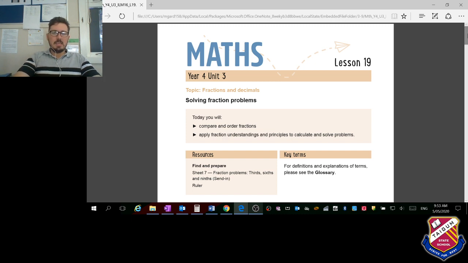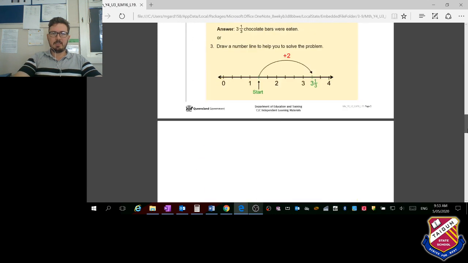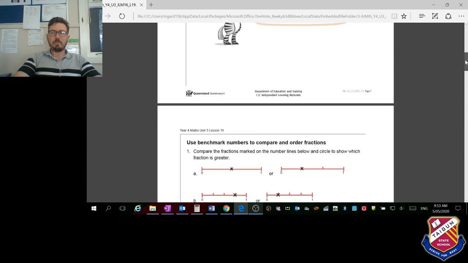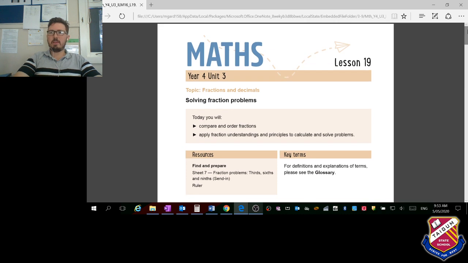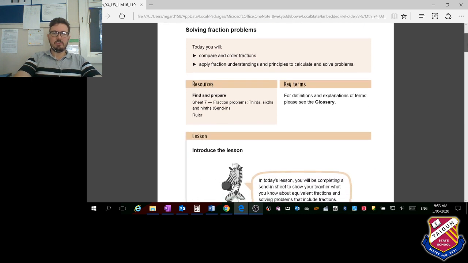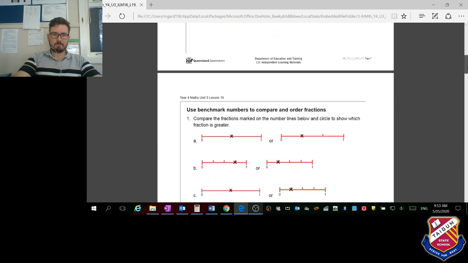All you need is this, lesson 19, which will either be in your pack or you will have had it emailed to you this morning. This is all about solving fraction problems. So we did a bit of a big one on Friday, didn't we, about fractions? We're jumping in now, taking our fraction knowledge and applying it to solve problems.